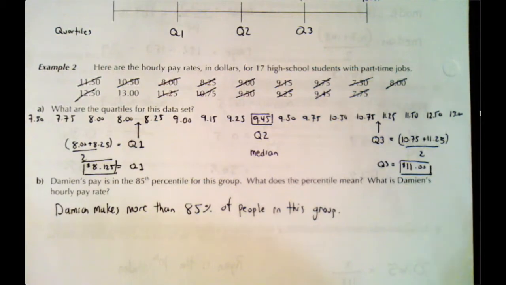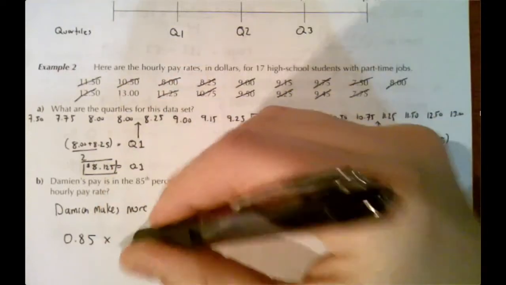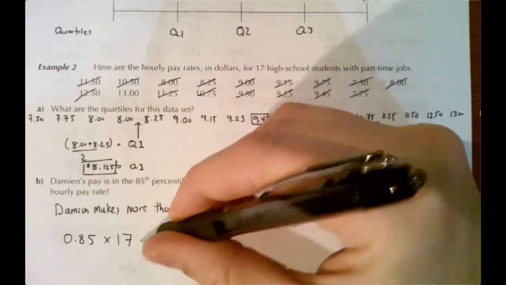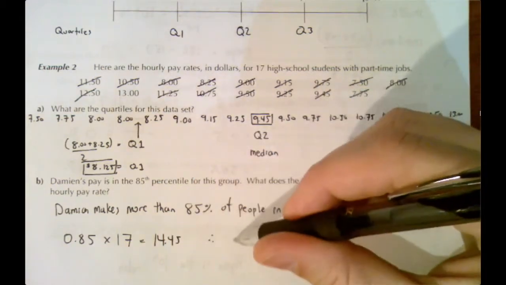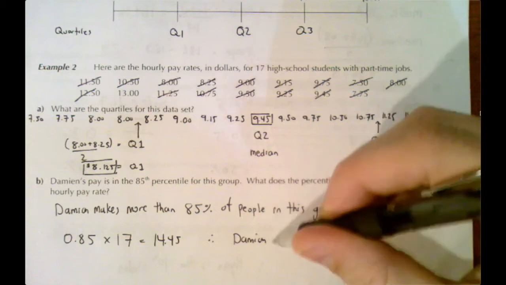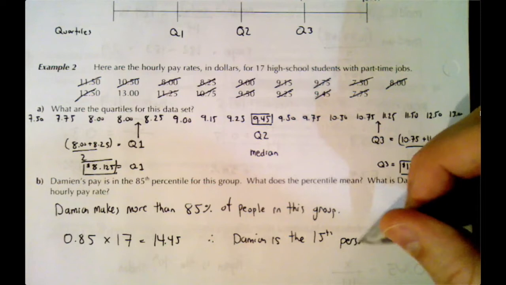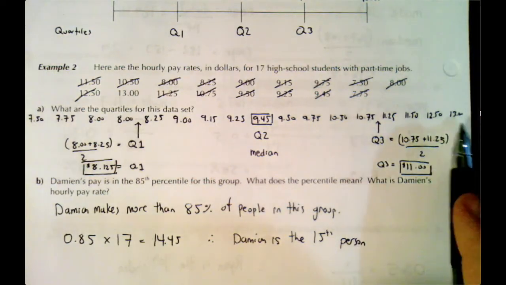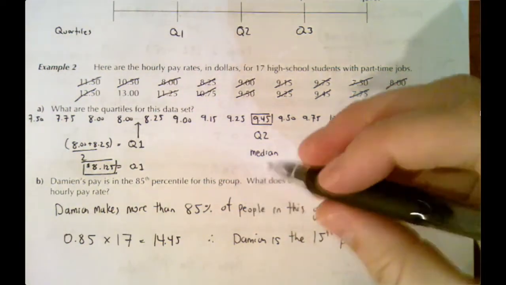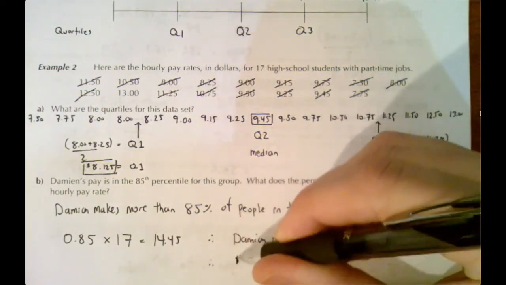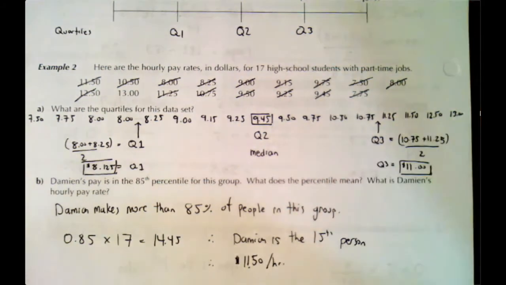And to find out who he is, we take that 85% as a decimal, and we multiply it by how many people there are, 17. That gives us 14.45. Therefore, Damien is the 15th person. If there's 17 people, that's 17, that's 16, there's 15. That's his hourly pay. Therefore, $11.50 per hour.